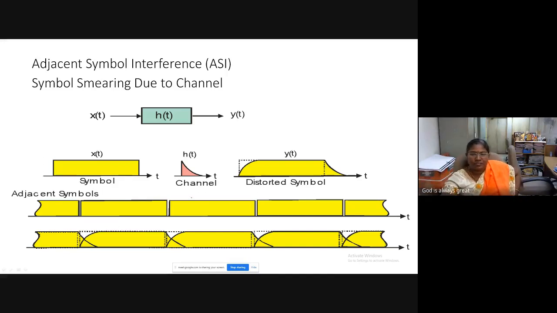Because of this, when you transmit many OFDM symbols like this, once again you have adjacent symbol interference, right? This is the portion of adjacent symbol interference. This is also because of the wireless channel characteristics. So what to do now? Previously, you converted from parallel to serial and then transmitted it. Now, with multi-carrier modulation also, you have adjacent symbol interference.